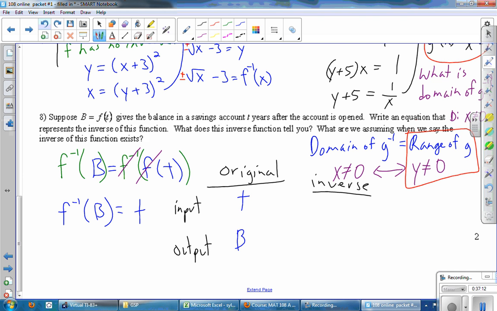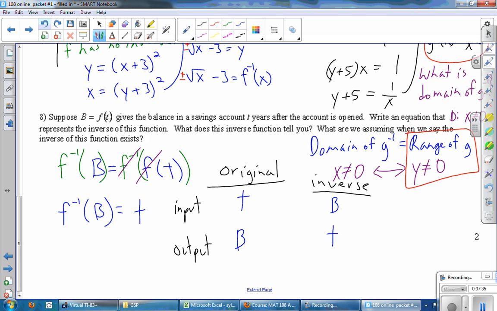Output is b. And then when we go to the inverse, well, the inverse function swaps the x and the y. So I feel like we should just swap the t and the b, but let's make sure. Is that what this says? Here's the inverse function. There's the input letter, it's b. There's the output letter, it's t. So indeed, they do swap. Input is b, output is t.